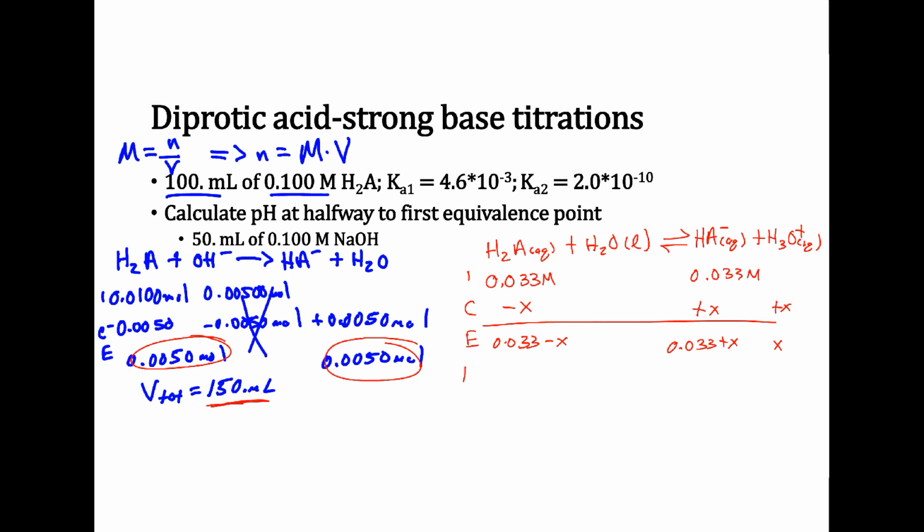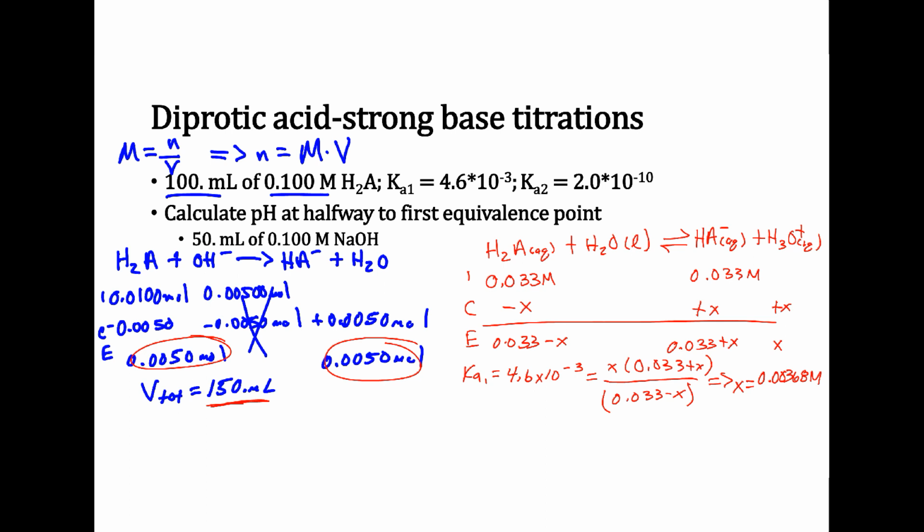Okay, so now we can use Ka1, where Ka1 is equal to 4.6 times 10 to the negative third. We can plug in our values. So our products go in the numerator, so we have X times 0.033 plus X divided by 0.033 minus X. Now from here we can go through and solve for X. And X is equal to 0.00368 molar.